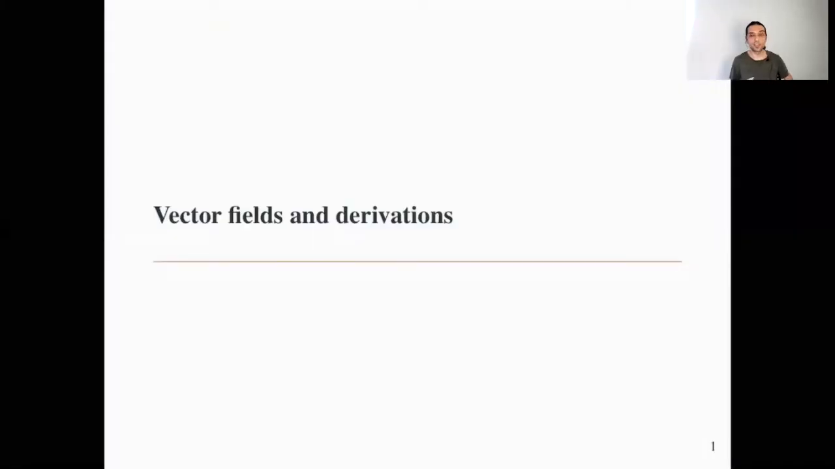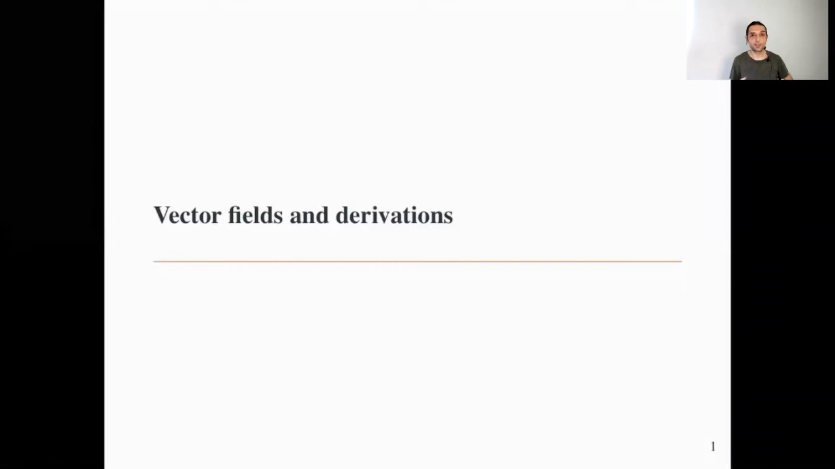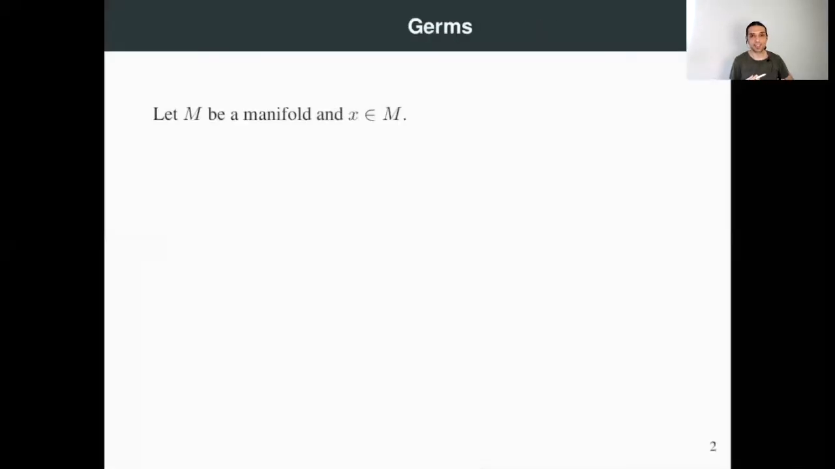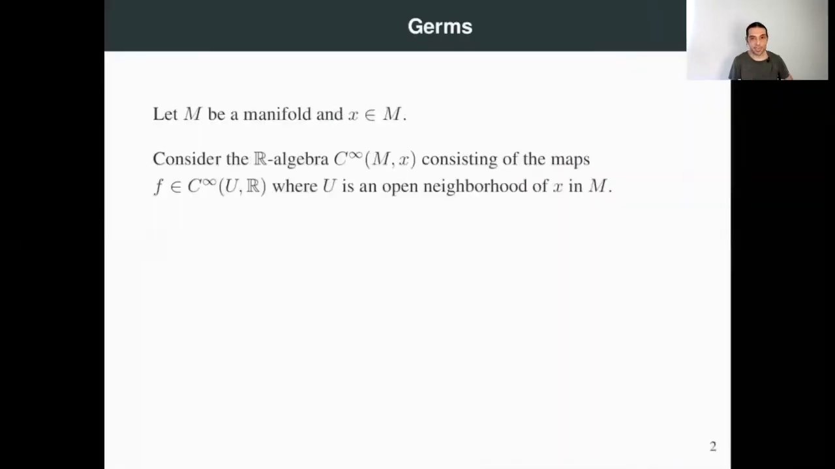The goal of this lecture is relating vector fields and derivations. Okay, so let us introduce the setting. We are going to consider first a manifold M, a manifold without boundary, and a point of the manifold, a point x. Now we consider the R algebra of C-infinity functions defined in an open neighborhood of the fixed point x in M.